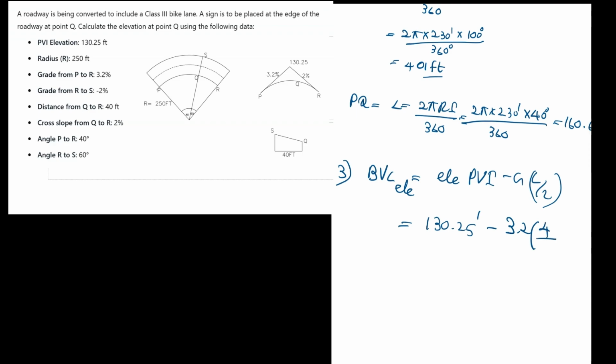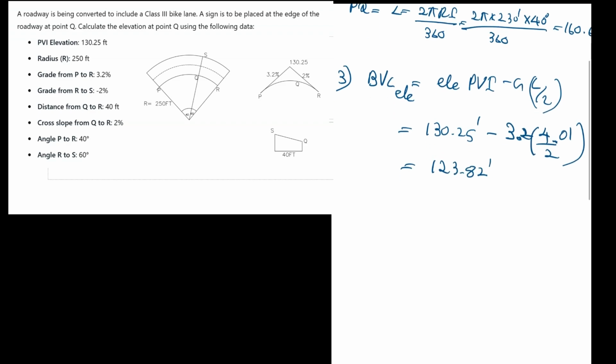I'm going to use 4.01 here because for the 3.2 we didn't use slope here. We didn't say percentage. So we don't have to use 401. Instead it's 4.01 feet. And then the elevation at BVC is 123.82 feet. Now we get to the last step, which is the elevation of Q.